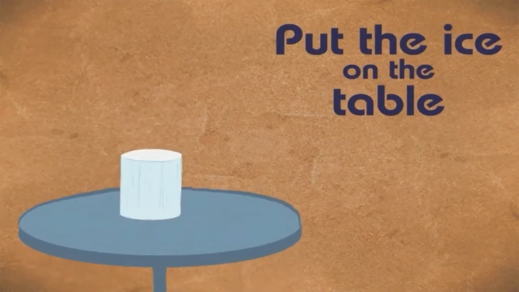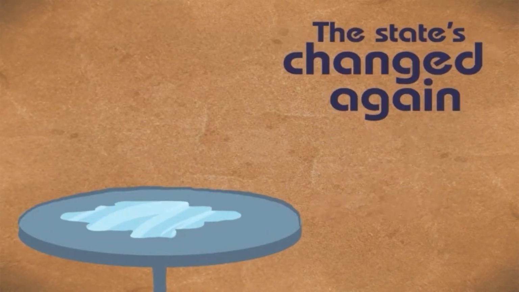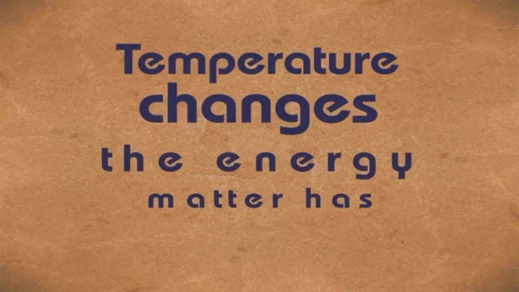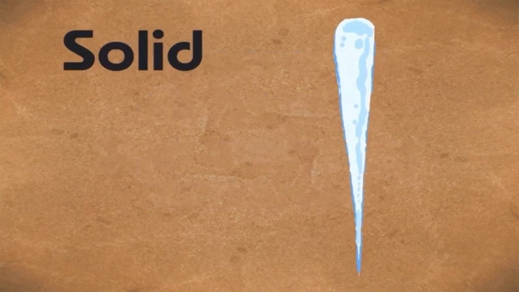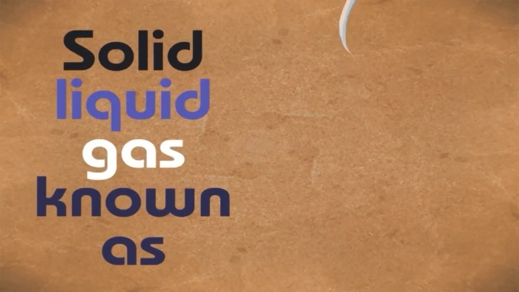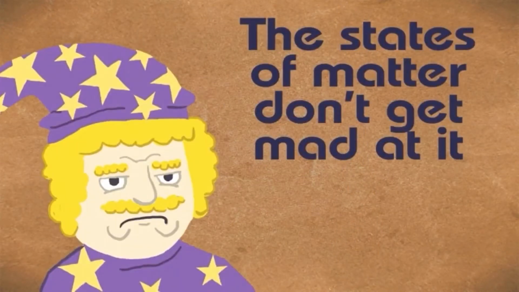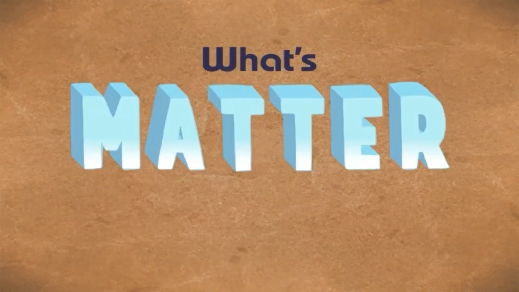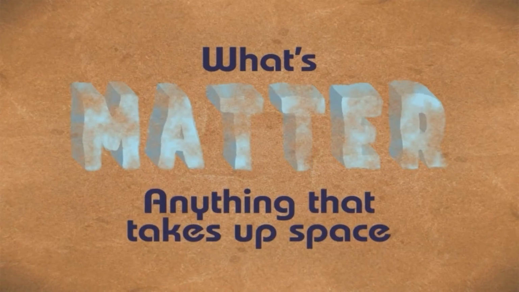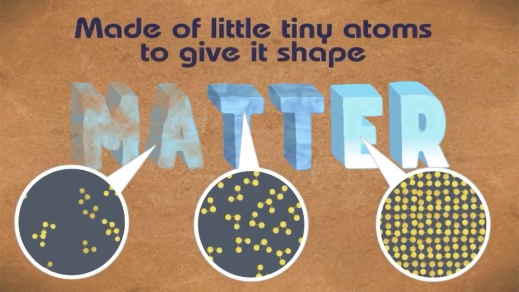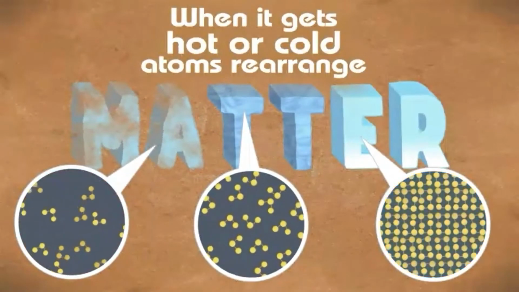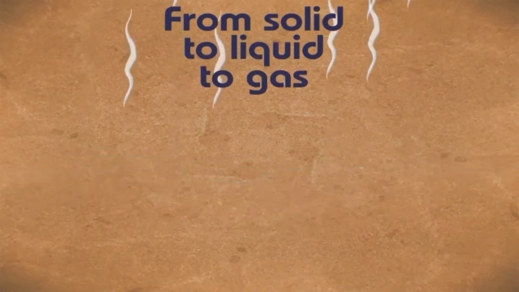Put the ice on the table, watch it melt quickly. The states change again from solid to liquid. Temperature changes, the energy matter has. Solid, liquid, gas, known as the states of matter. Don't get mad at it, we pull matter out of the hat like a rabbit. What's matter? Anything that takes up space, made of little tiny atoms to give it shape. When it gets hot or cold, atoms rearrange from solid to liquid to gas, okay?